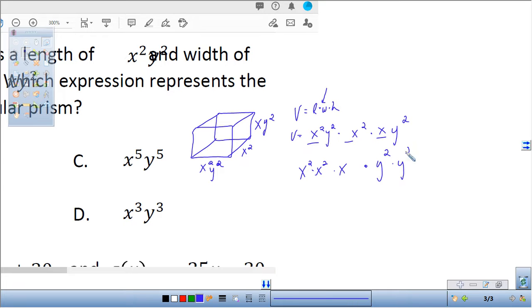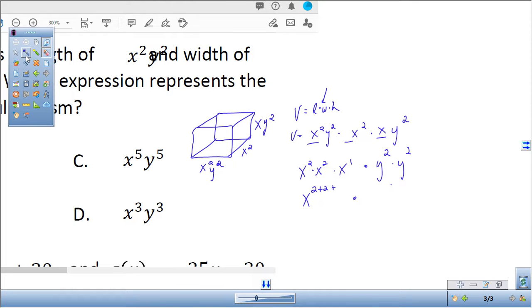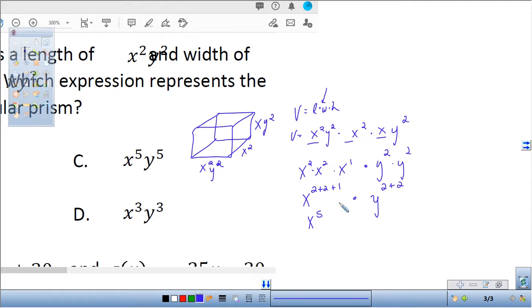Now, if you forgot, when you multiply any kind of variables, as long as they have the same base, you add the exponents. So for x, it's 2 plus 2 plus 1. Sorry about that. For y squared, it's 2 plus 2 basically because of these 2's. This gives me now x to the 5th. 2 plus 2 is 4 plus 1, 5, times y to the 4th, which becomes x to the 5th, y to the 4th.